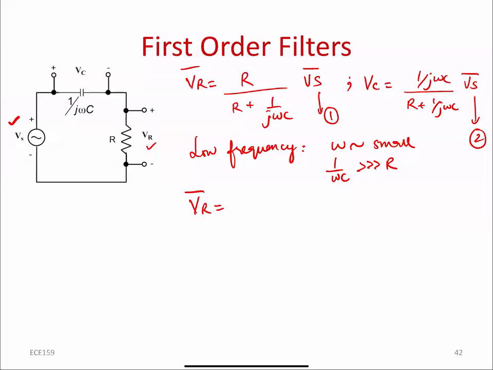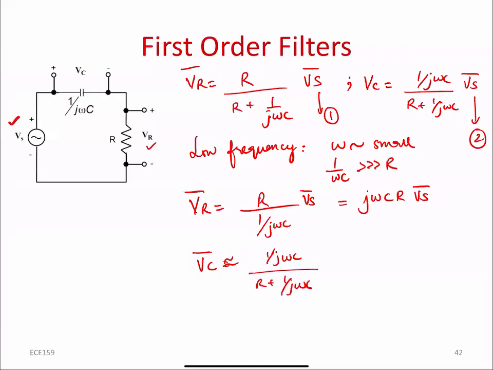If we want to find the resistor voltage given the condition of low frequency, which means 1 over omega c is much greater than the resistor, then we can ignore the resistor in the denominator and simply write 1 over j omega c times Vs, which is nothing but j omega c R times Vs. And for the capacitor, as mentioned in equation number 2, 1 over j omega c over R plus 1 over j omega c, we can ignore this R because it is much smaller, and we can write simply Vs as this voltage.